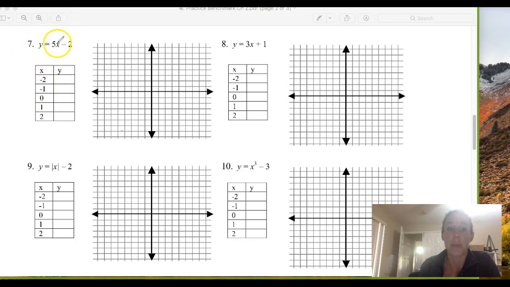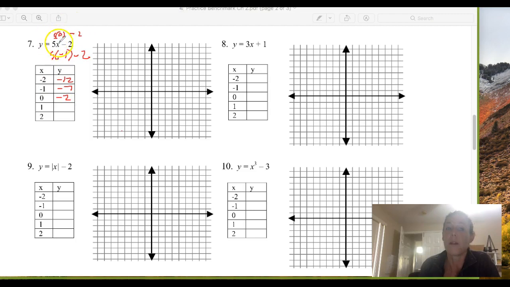I'm going to plug in -2 in here. -2 times 5 is -10. -10 minus 2 is -12. If you're one that doesn't keep track of things very well, please write it out. So you're going to write 5 times -1 minus 2. 5 times -1 is -5. -5 minus 2 is -7. Then do 5 times 0 minus 2. 5 times 0 is 0. 0 minus 2 is -2.